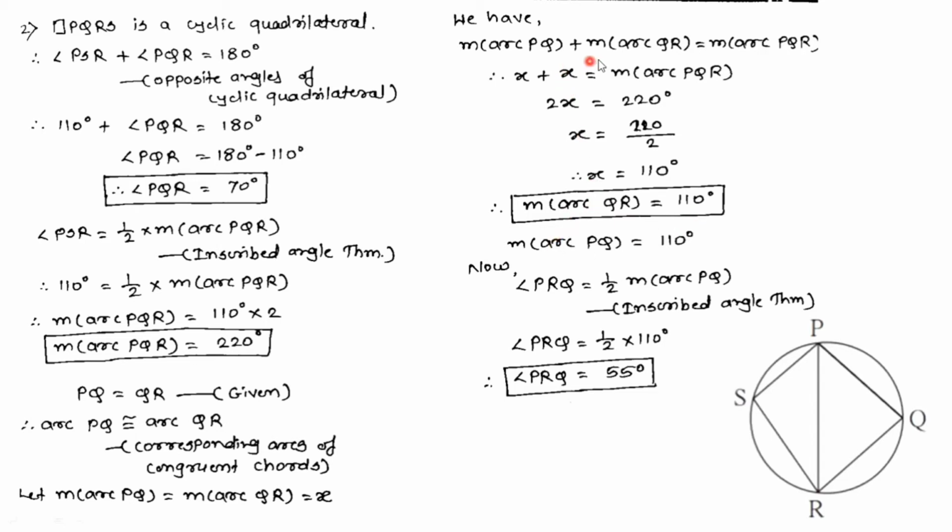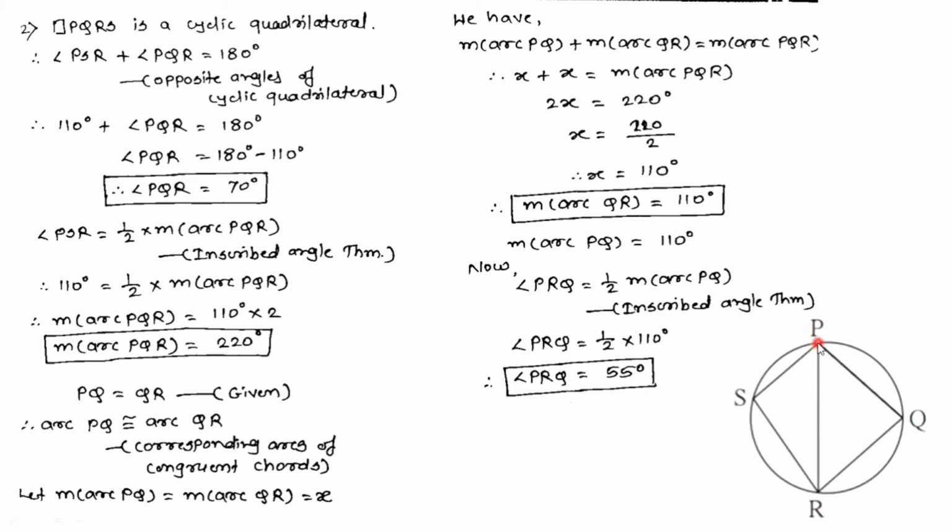And as the measures of arc PQ and arc QR are congruent, and the measure of arc QR is 110 degrees, the measure of arc PQ must also be 110 degrees. And now we can find the answer of the last question, that is angle PRQ.